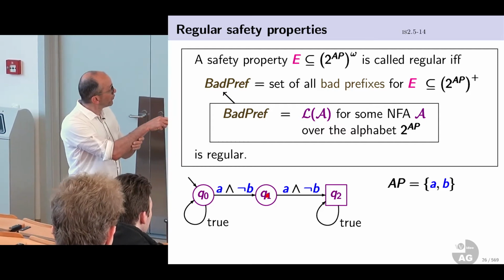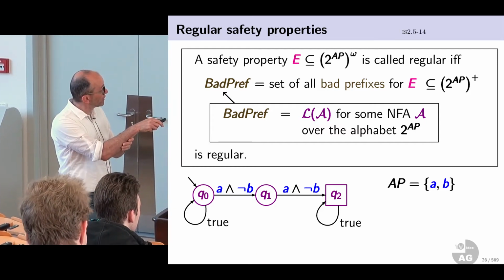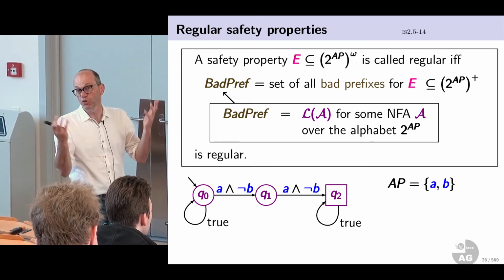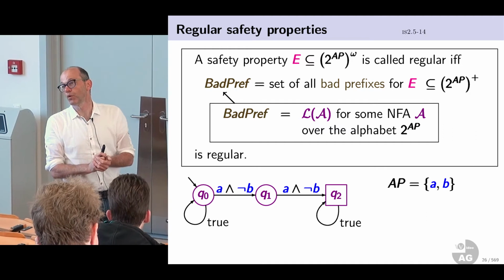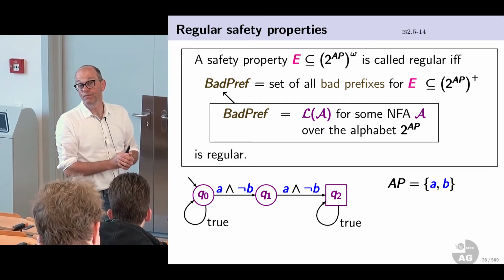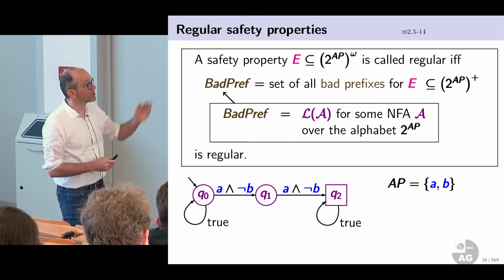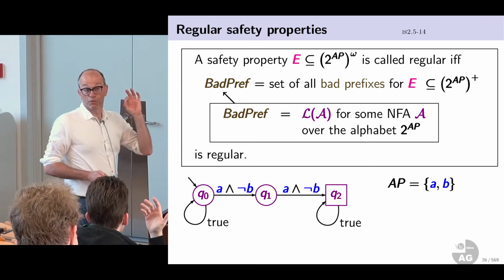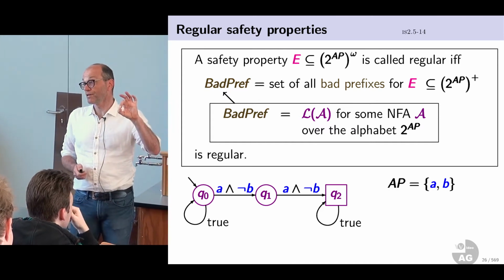In this state, we move with A and not B to Q2. And in Q2, actually, we are able to consume any next input symbol, and we will stay in Q2. Okay? What's the language accepted by this automaton? Yeah? It's an automaton for the bad prefixes, right?